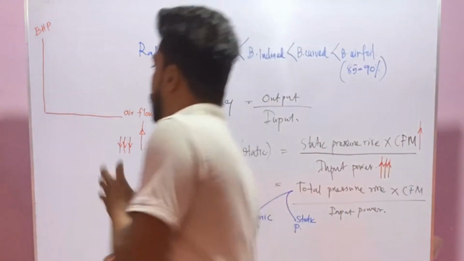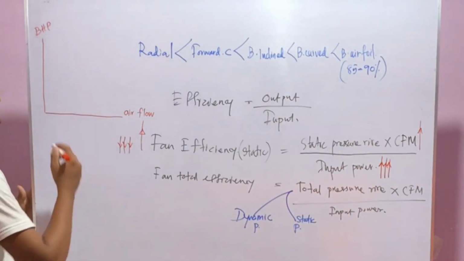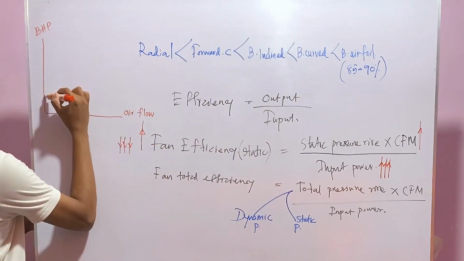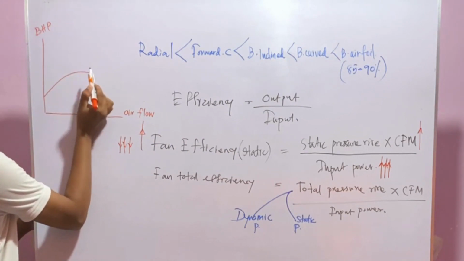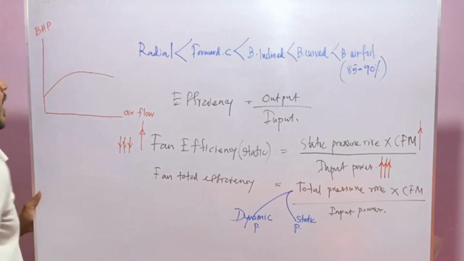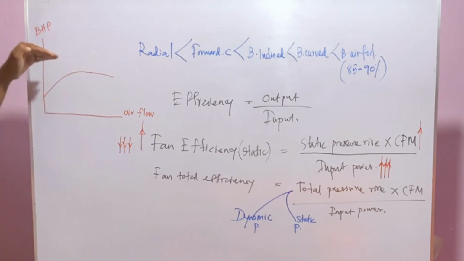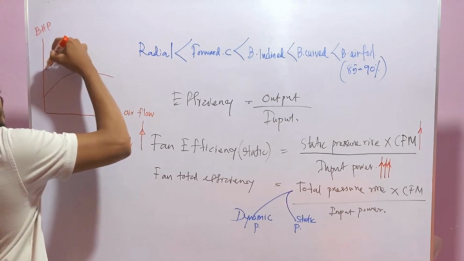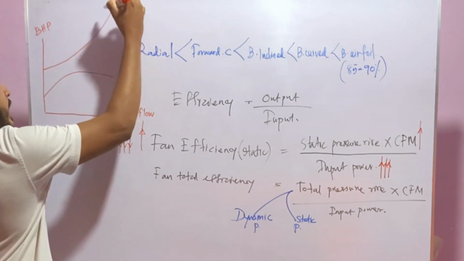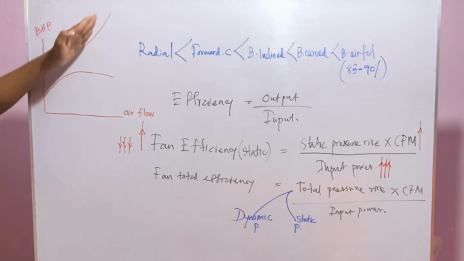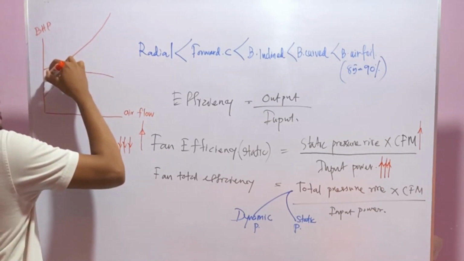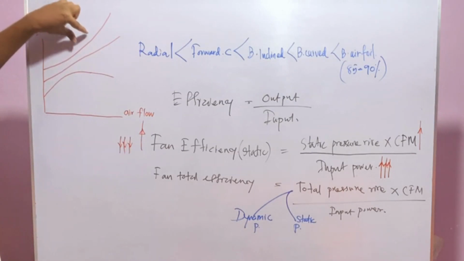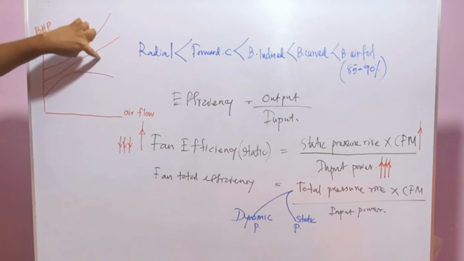So if I draw the brake horsepower curve for the backward fans, it may look like this. It is increased to a certain point and then it will be constant or decreased. But for the forward curve fan, it may look like this. It is increasing. And for the radial, it may look like this. Increase in this fan is greater than this radial.